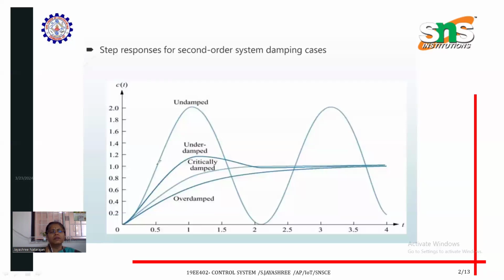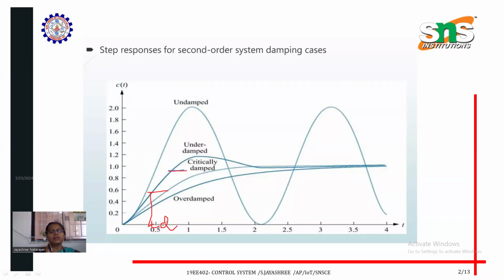So at this position, we take a critically damped system. This is my final value, because it settles down. This is 50% of final value. So the time taken to reach 50%, we call it delay time, TD.